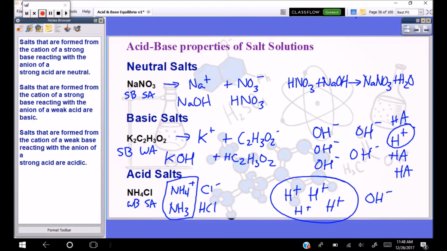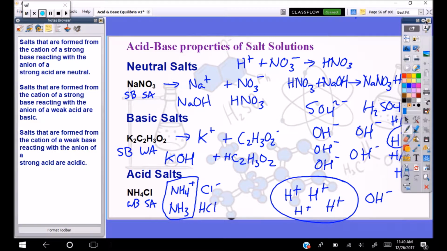Nitrate ion is a 1- charge. H+ and NO3- would give you nitric acid. Whereas if I had, I don't know, like sulfate, the sulfate ion, for example, is a 2- charge, you're going to need 2 H's to form sulfuric acid. So just keep that in mind. Make sure your charges are balanced when you're going backwards.